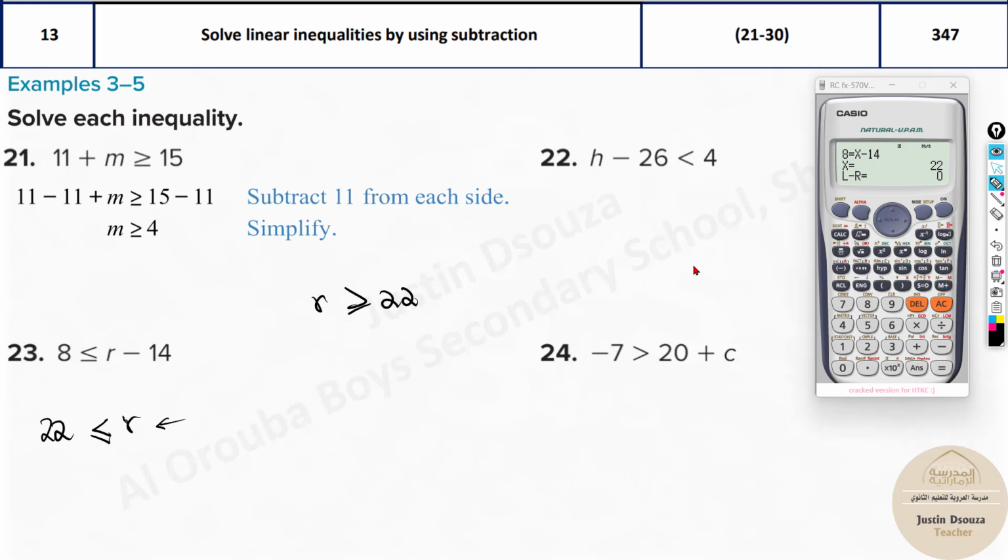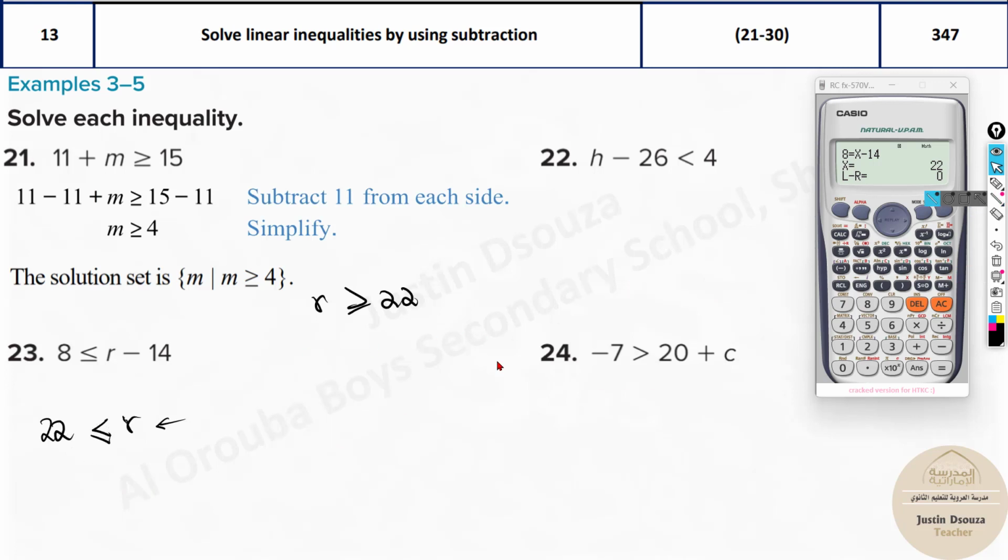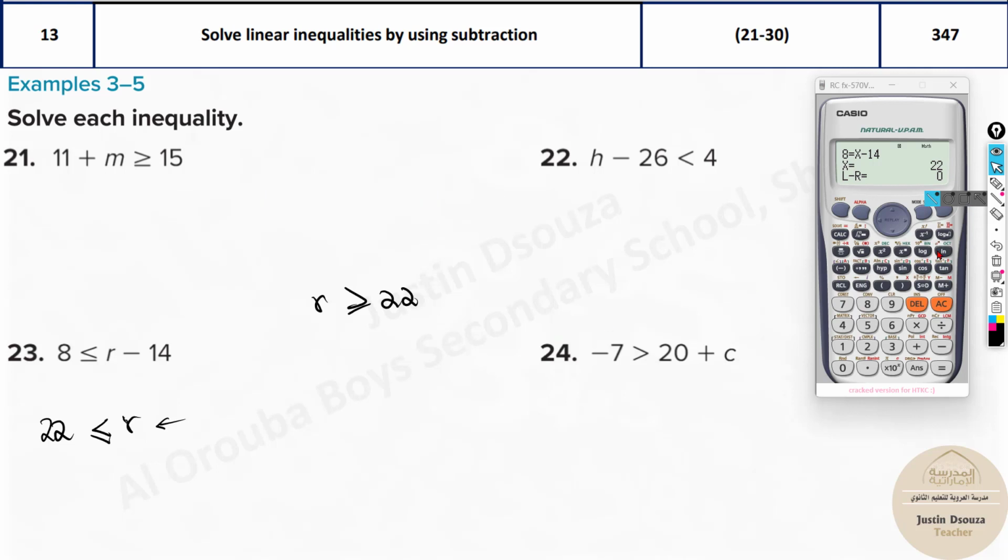Now, if you look at the solutions, you can see over here, R is greater than or equal to 22. This is the solution. So now this is how you need to understand to change the form if you're doing it in the calculator. Otherwise, let me just show you how simple it is to solve them. You do not even need to use the calculator, because they are just one-step equations, isn't it?